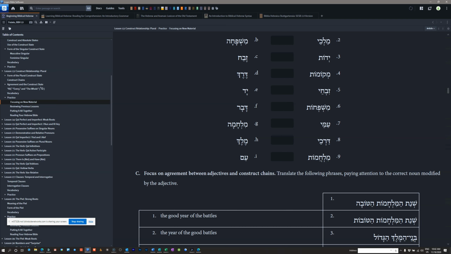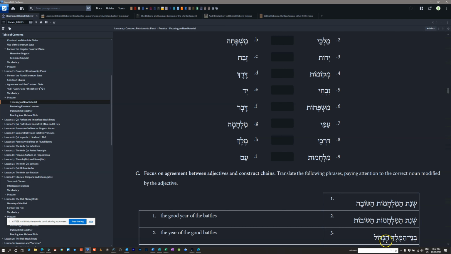this word. So in order to determine the definiteness of a construct word, you look at its absolute. The absolute is Hamelech. Hamelech is definite, as indicated by the definite article, so Bane, or B'nai, is going to be definite. So now we get the sons of the king.